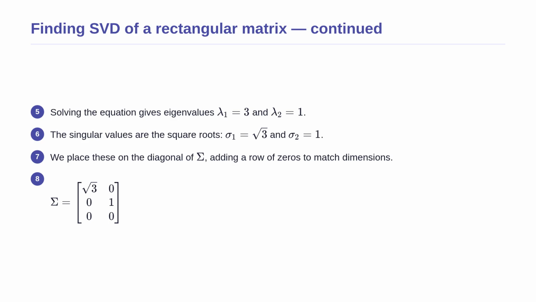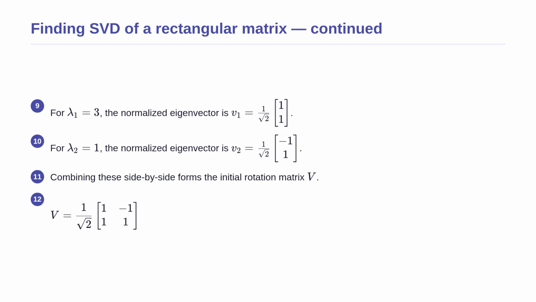However, these are not our final stretching factors just yet. To find the true singular values, denoted by the Greek letter sigma, we must take the square root of these eigenvalues. This gives us the square root of 3 and 1. These numbers tell us exactly how much the matrix stretches space along its two main axes. We then place these singular values onto the diagonal of our stretching matrix, sigma. Because sigma must match the dimensions of our original matrix, we add a row of zeros at the bottom.